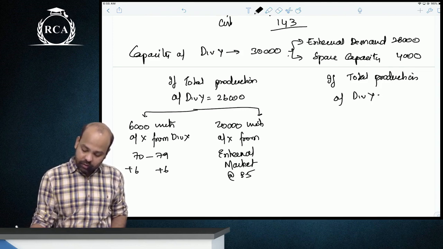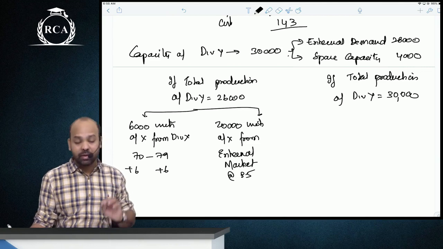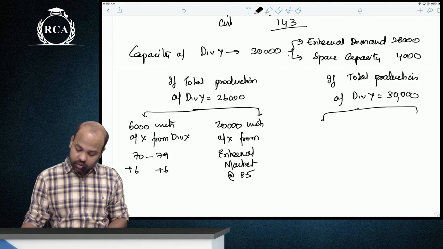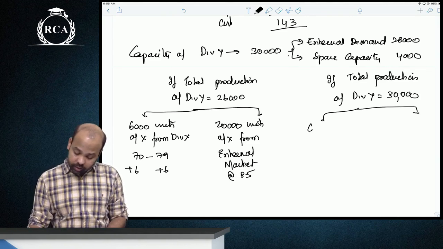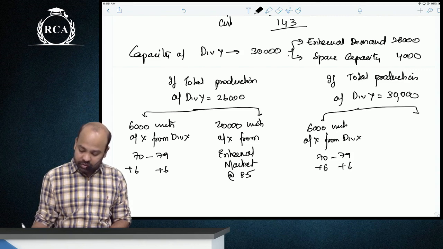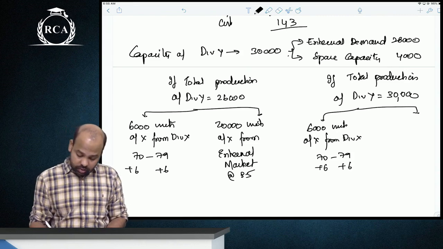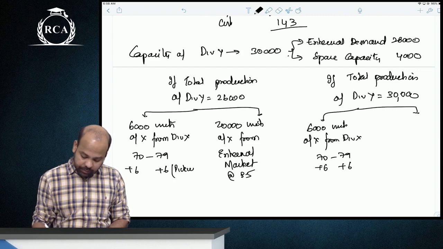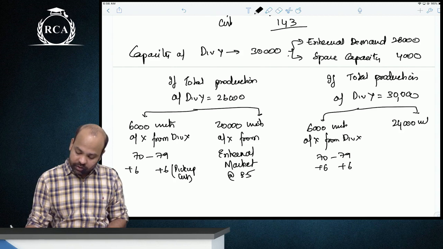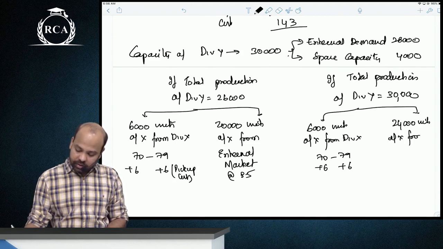Why am I giving all of this explanation in detail, Beta? When this question was originally asked, guys, the answer of ICAI was wrong, but then they removed it later. 6,000 units of X you're anyway going to purchase from division X. Range of negotiation is 70 to 79 plus 6 rupees transportation cost on that. Yes or no? This is their additional pickup cost that they have to incur. And they will buy 24,000 units of X from the external market at 85.